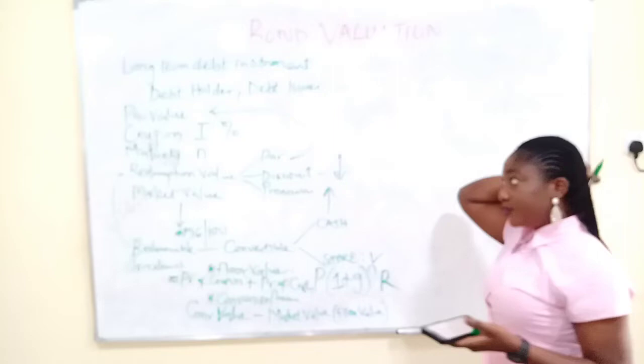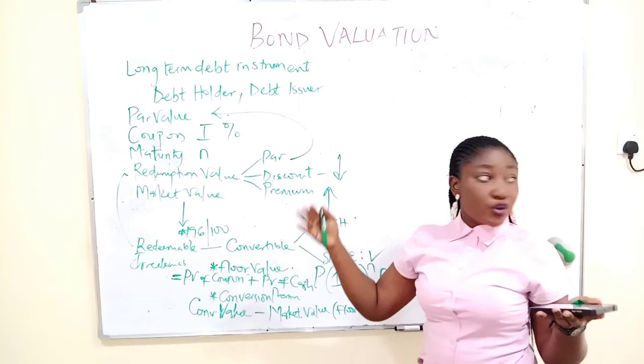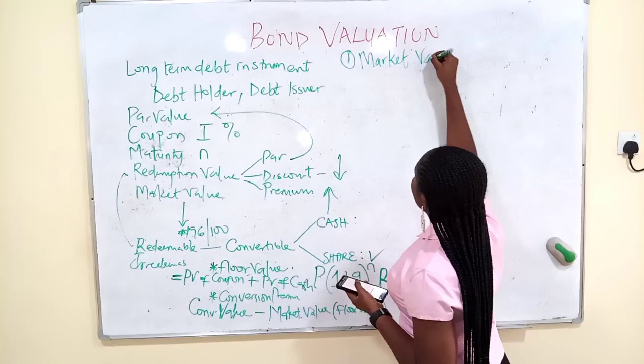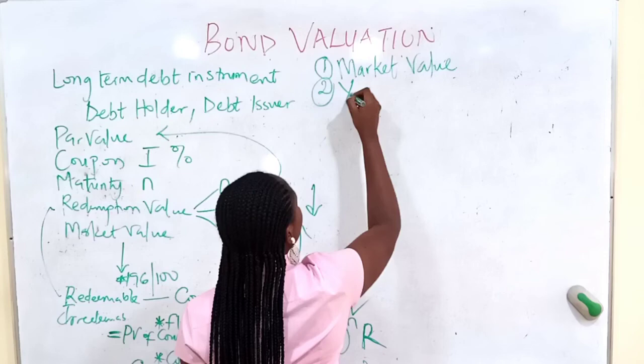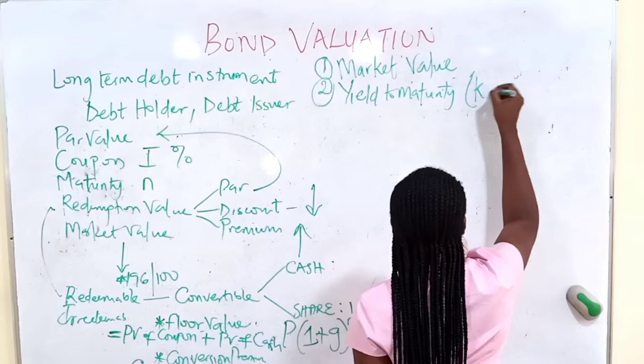So, in bond valuation, the major variables that the question will revolve around will be, number 1, market value. They can ask you to calculate market value. That is what the bond is traded at in the market. Number 2, they can ask you to calculate the yield to maturity. This yield to maturity is the same thing as cost of debt. Yield to maturity and cost of debt are the same thing.